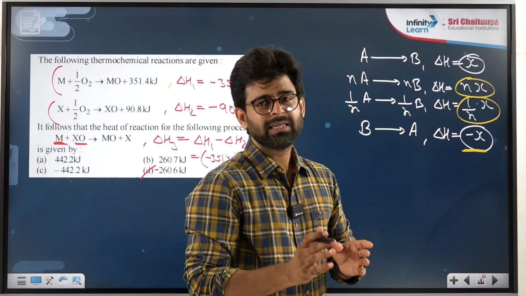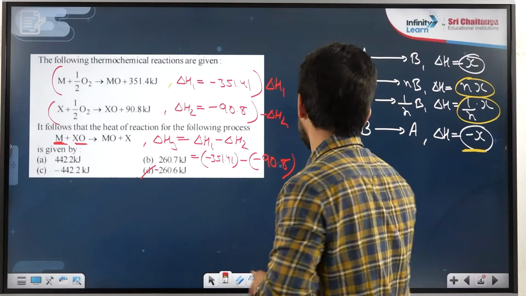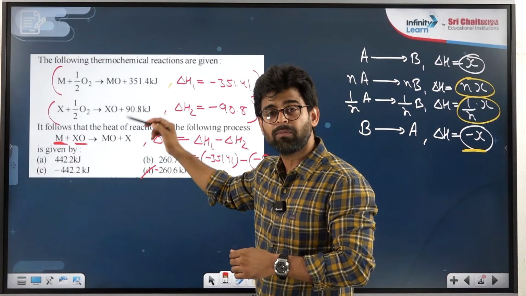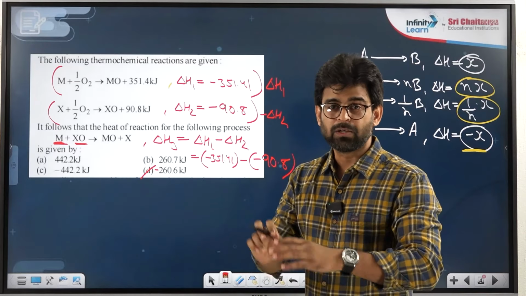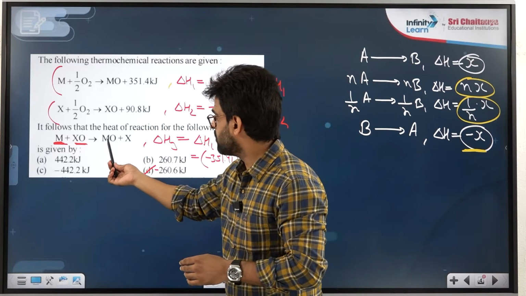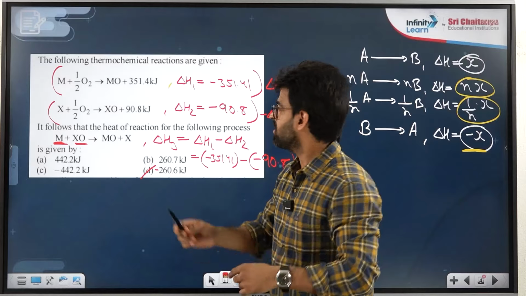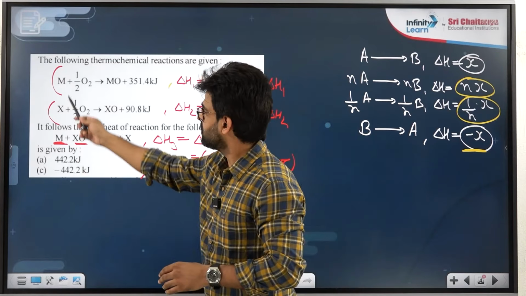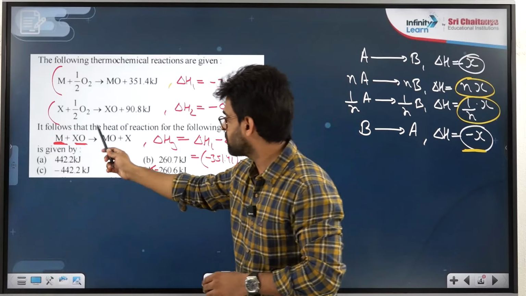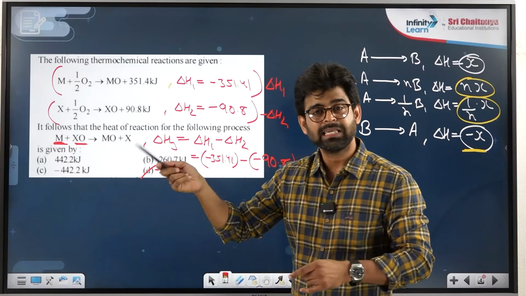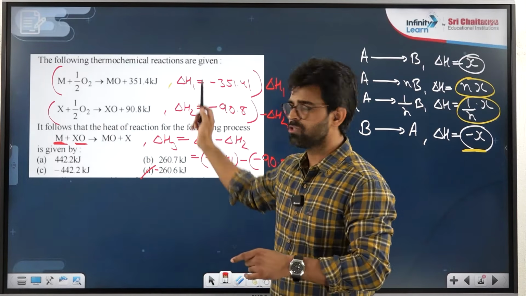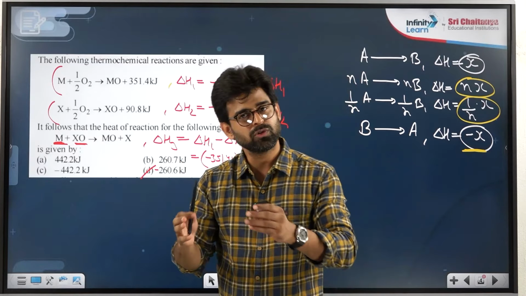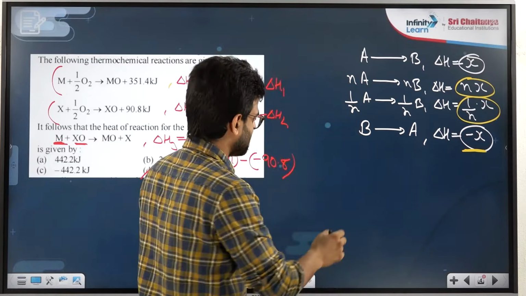Okay? Done? Now, next question. Basically, using these given two equations, I have to make my third equation. Don't worry about how MO will come, X will come. MO and X will come by themselves. Because of M, you used the first equation. Because of XO, you used the second equation. Both equations used. It's enough. Other things will be balanced by themselves because you used both the equations. Fine? Next thing we see.